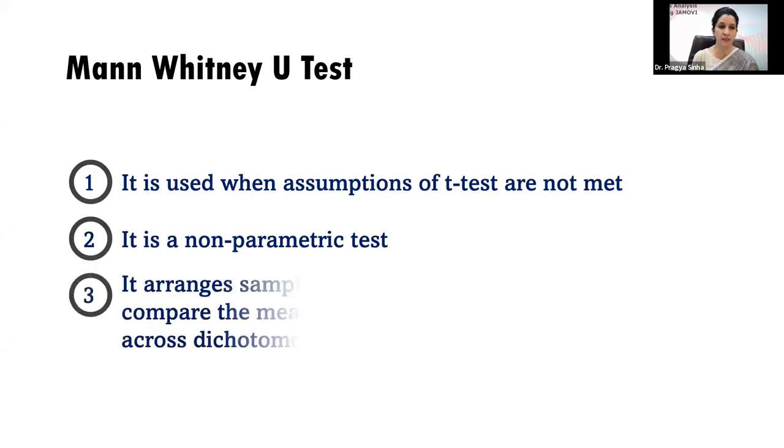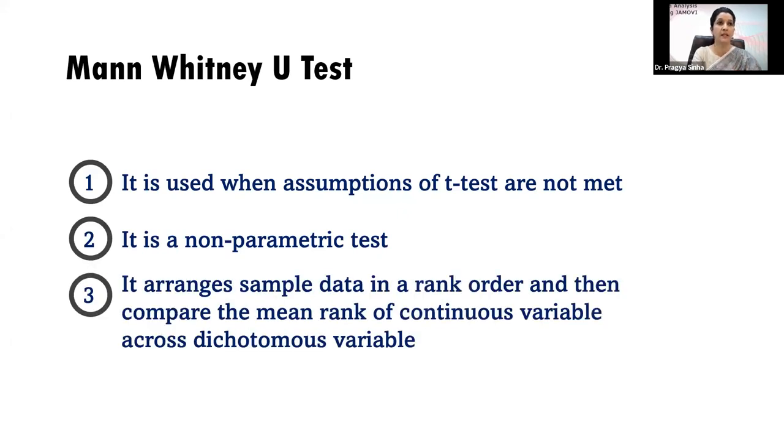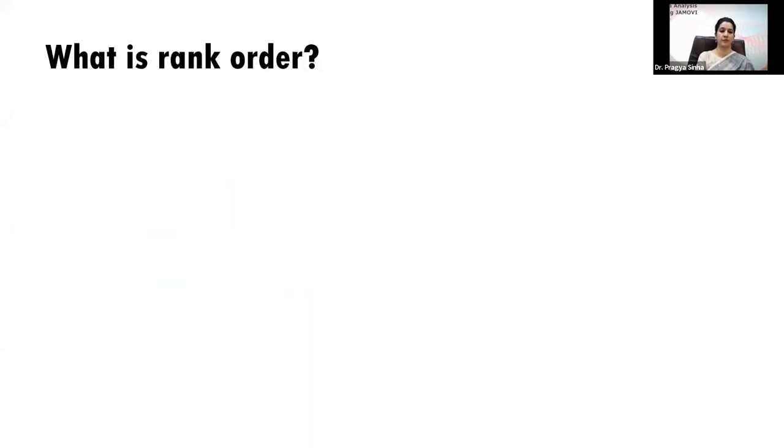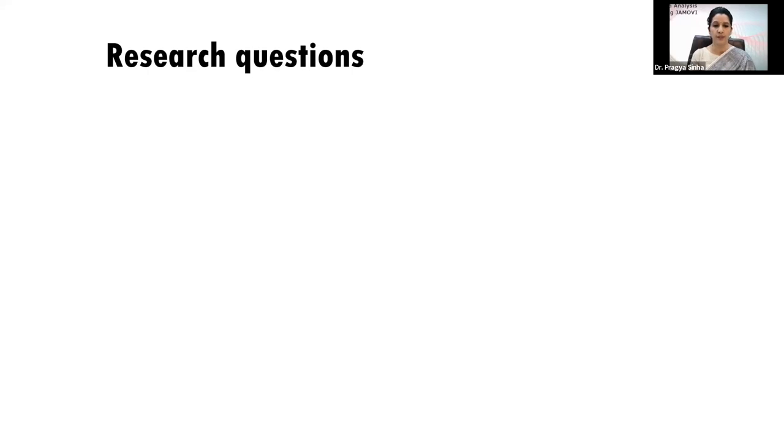It is non-parametric in nature, this Mann-Whitney U, and it arranges the sample data in rank order, and then it compares the mean rank or the median of this variable across the dichotomous variable. Now, what is a rank order? Basically, the software arranges the values in ascending or descending order. So basically, it does it in ascending order. Rank 1 will be given to the lowest, and then rank 2, 3, 4, the second lowest, then third, and similarly. So it arranges all these values, gives a rank to each individual value, and then it compares.